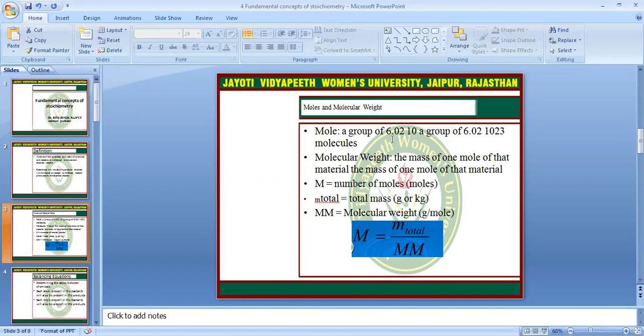This is the formula to isolate the mole and molecular weight: M is equal to m total upon MM.